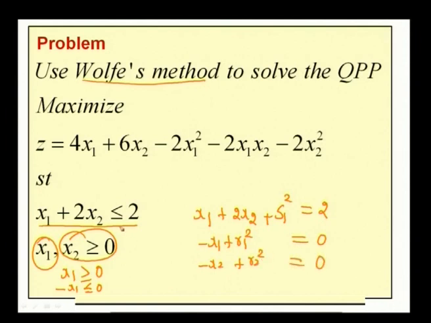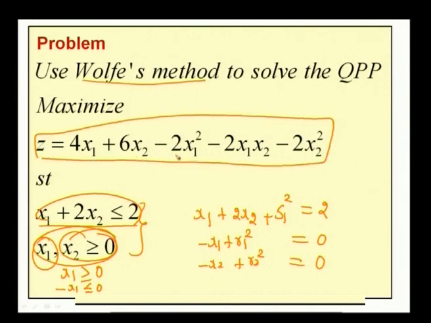So, by introducing slack variables in the given set of constraints and the non-negative restrictions, we can rewrite the inequality constraints as equation constraints. Therefore, the given problem can be rewritten as maximize z equal to 4x1 plus 6x2 minus 2x1 squared minus 2x1x2 minus 2x2 squared, subject to the constraints x1 plus 2x2 plus s1 squared equal to 2, minus x1 plus r1 squared equal to 0, minus x2 plus r2 squared equal to 0. Of course, all the variables x1, x2, s1 squared, r1 squared, r2 squared take non-negative values.